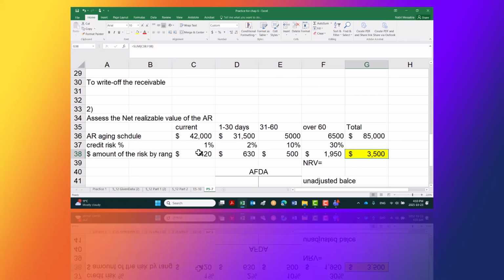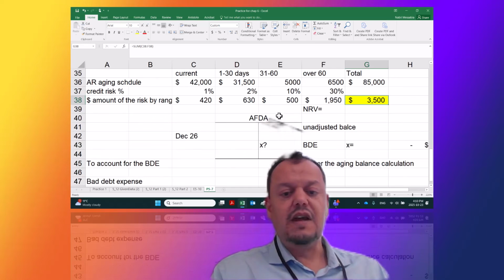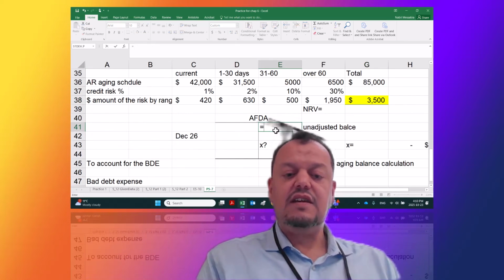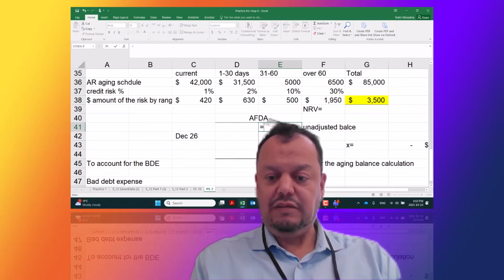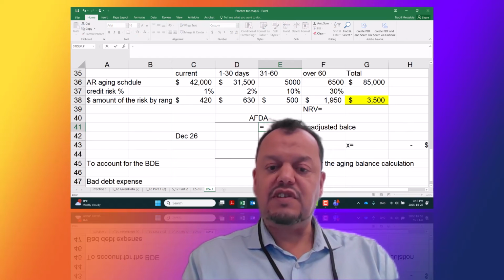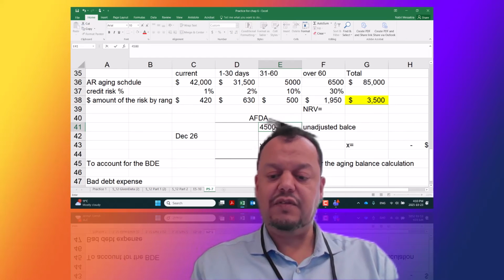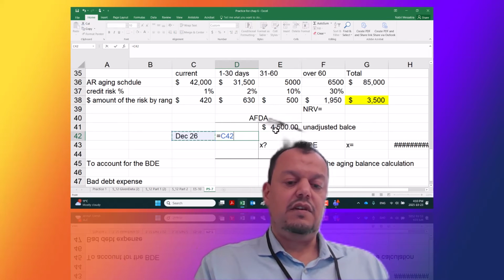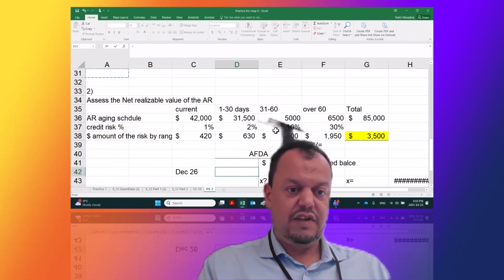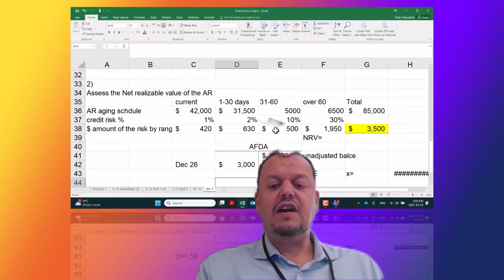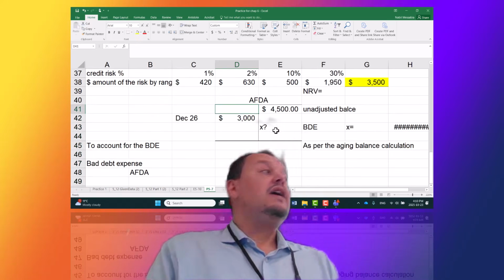Okay, so the allowance now. The unadjusted balance is this. The unadjusted balance is the 4,500. So we started with 4,500. And then on December 31st, there was 3,000 on the debit side. Where is it? 3,000 on the debit side. And now, yeah, go ahead.